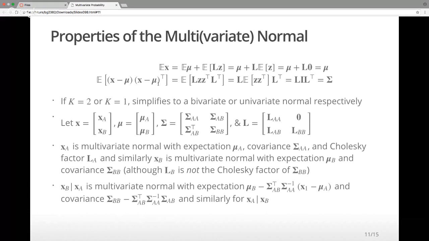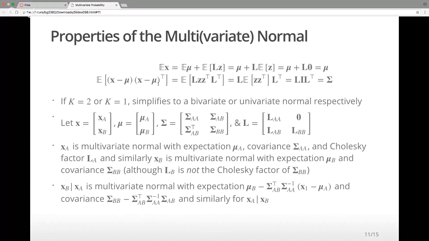You can reverse it all around, and XA conditional on XB is also going to be conditionally multivariate normal with similar expressions for the conditional mean and the conditional covariance, just switching the subscripts of A and B in order to get the correct expression.